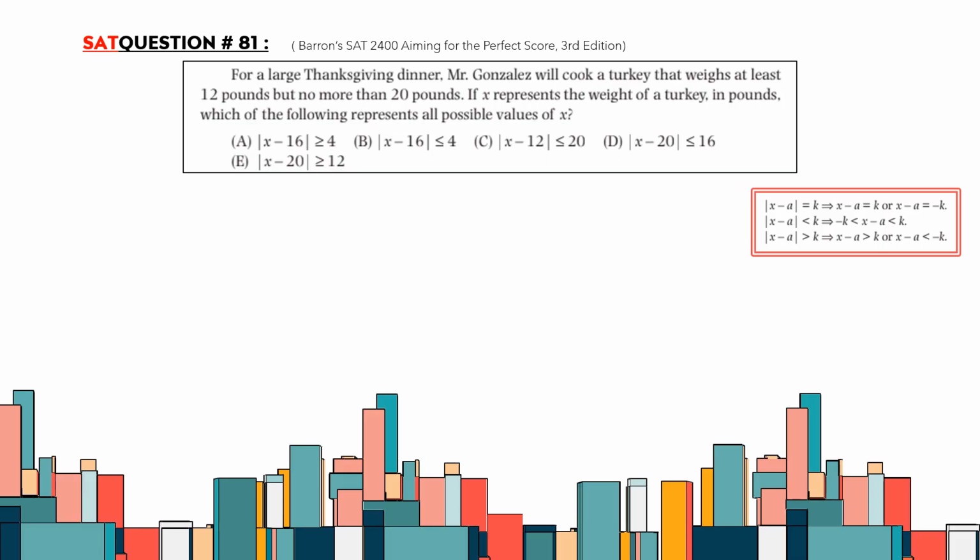For a large Thanksgiving dinner, Mr. Gonzalez will cook a turkey that weighs at least 12 pounds but no more than 20 pounds. If X represents the weight of a turkey in pounds, which of the following represents all possible values of X?